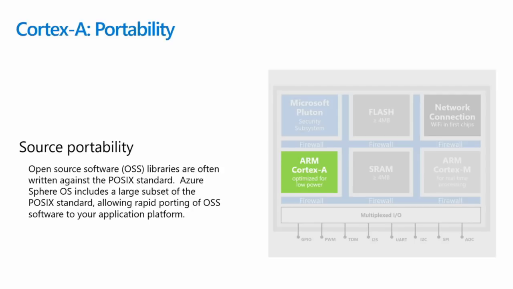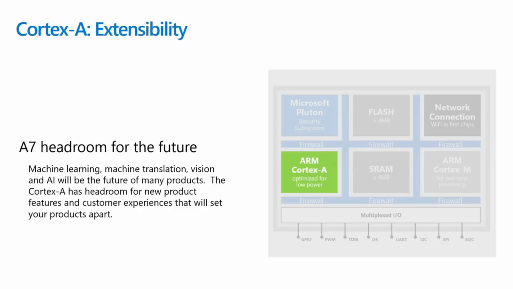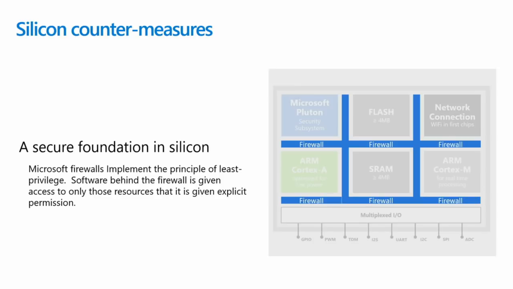Obviously, source portability. We have a Linux kernel. We're focused on OSS. For most libraries, we have to support a large swath of the POSIX standards. So you can take common POSIX libraries out there and bring them to the platform. And with an A7 compared to something like an M4, you have a lot more headroom for the future for bringing new products to market through software update.